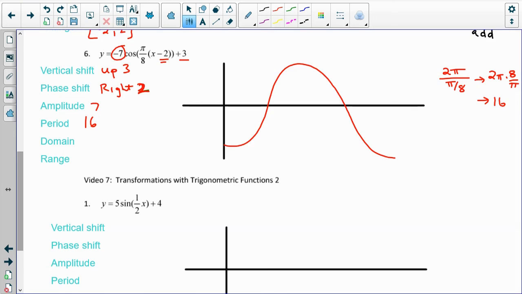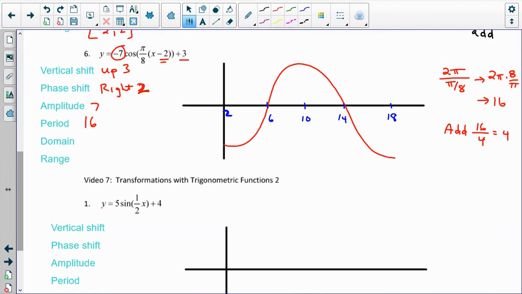Then, in order to figure out what I'm adding every time, I'm going to add 16 divided by 4, because I take the period and divide it by 4. So I add 4 every time. So I start to the right 2. So my x values start at 2. Then I add 4 every time. 6, 10, 14, 18. So that is kind of what one graph of this looks like.